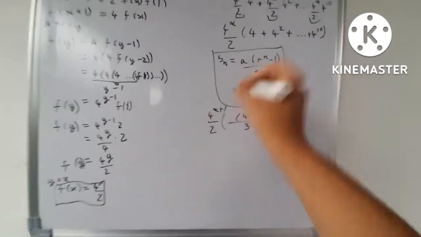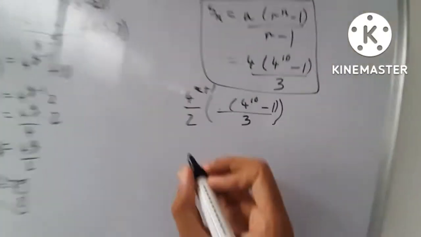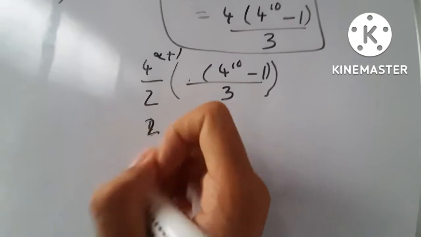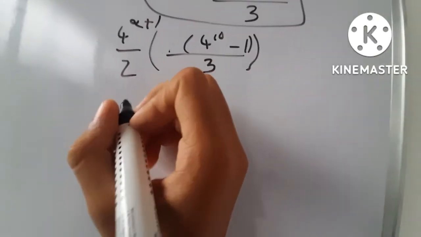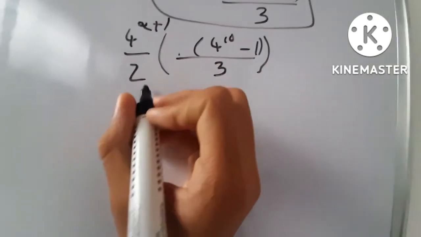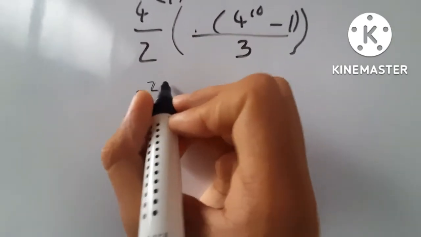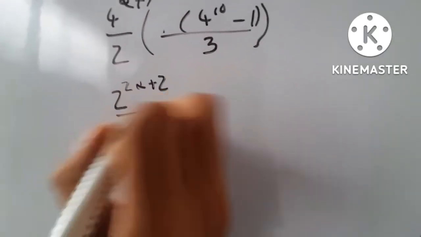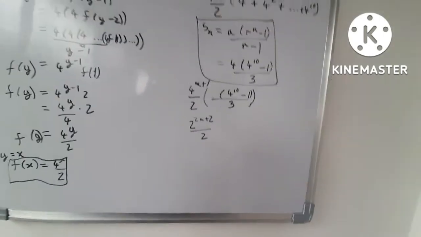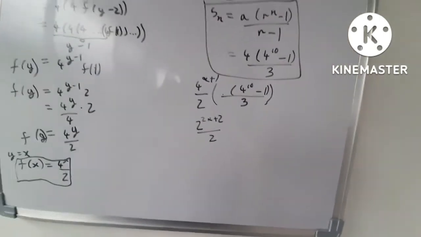And then we're going to make it like a 2 to the, well, let's see, 2 to the 2 alpha plus 2 upon 2, right? Yes. And then wait, no, maybe we don't have to.